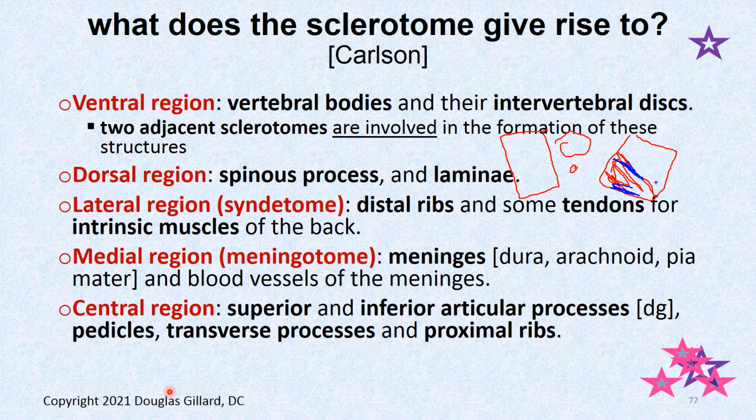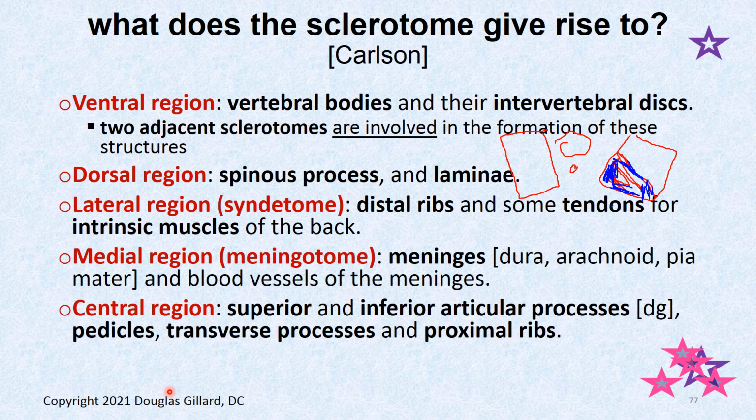The lateral region, which would be over here, mesenchymal cells, morph into the distal ribs and some of the tendons and some of the intrinsic back muscles, like the multifidi muscles. The medial region will be right here. They form the superior and inferior articular pillars, or articular processes. They don't form the facets on the top of those. They form the bone. They form pedicles, transverse processes, and the proximal ribs as well.